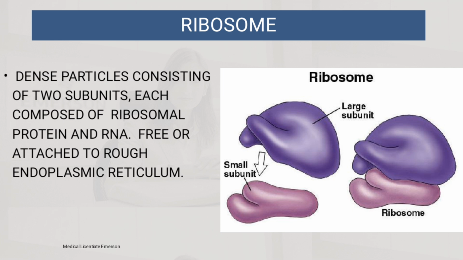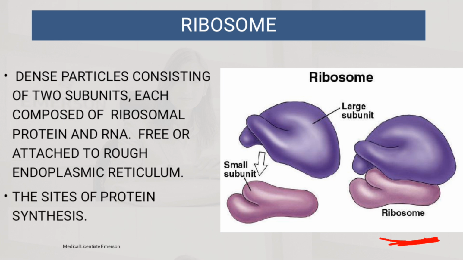Okay, then the other organelle is the ribosome. So a ribosome is a dense particle consisting of two subunits, each composed of ribosomal protein and RNA, free or attached to rough endoplasmic reticulum. So this is the ribosome, and we have the large subunit and small subunit, which together make up the ribosome. They act at the site of protein synthesis.